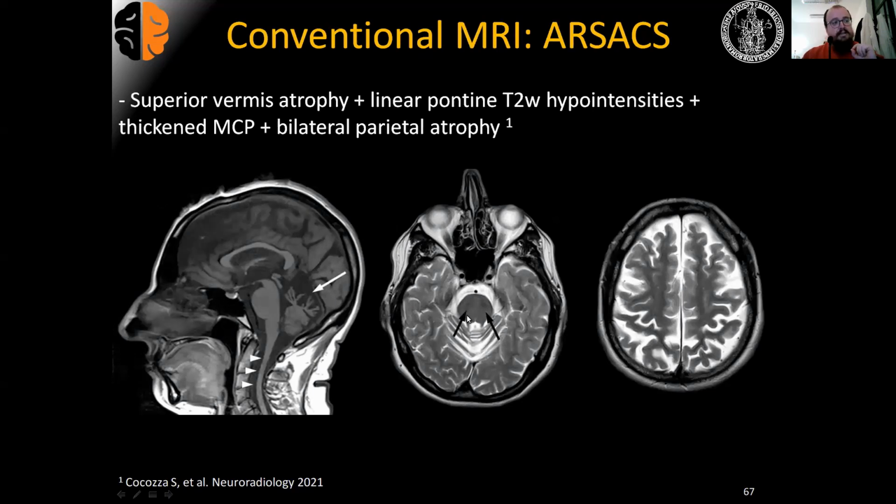The presence, not always reported, but somehow a typical characteristic, of this slight hypointensity at the level of the pons, here indicated by the black arrow, as well as, as I told you before, don't forget about the upper part of the brain, a pattern of parietal atrophy, as you can see by the enlargement of the sulci here on the right images.